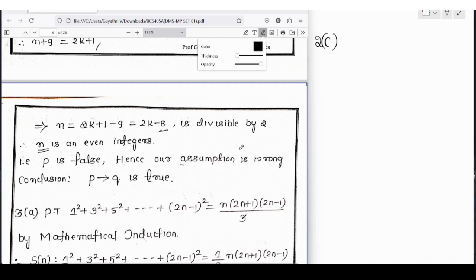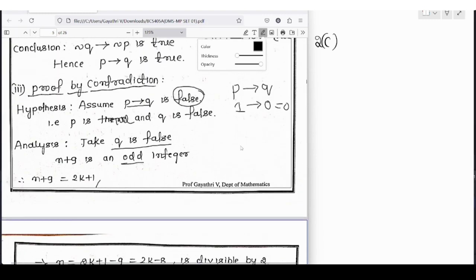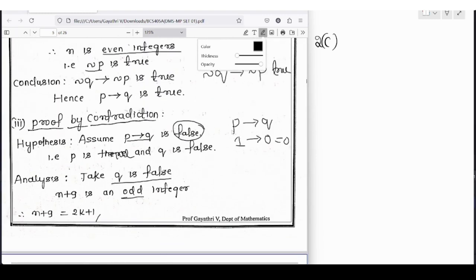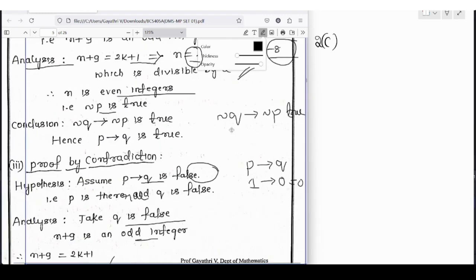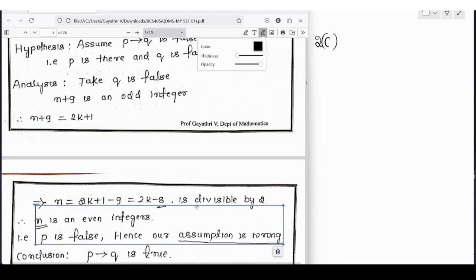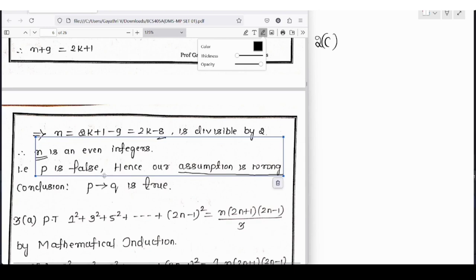Hence the assumption we made is wrong. Because we made the assumption that P is true, but here we are getting that P is false. So this contradiction leads to the proof of our statement. Thus P conditional to Q is true. Hence the proof of the problem.